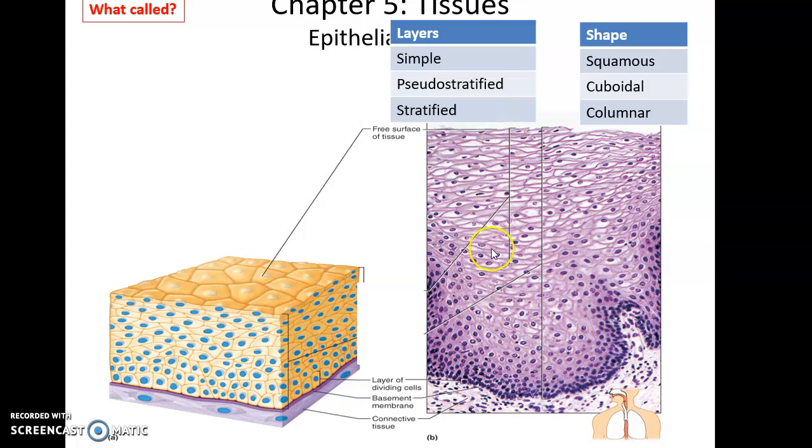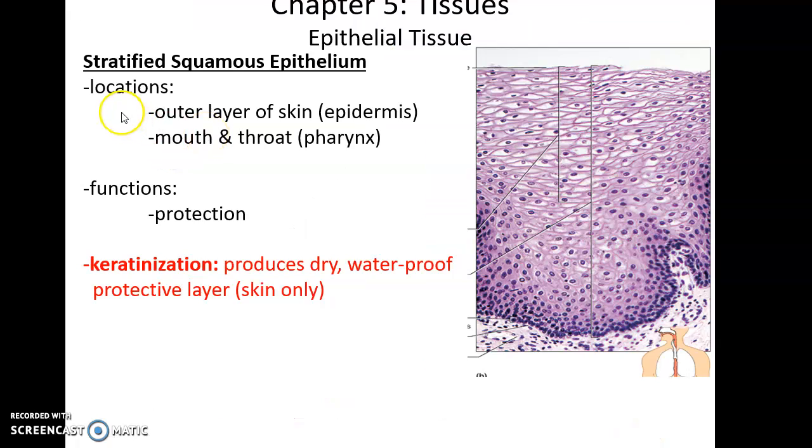All right, what is this tissue called? One from layers, one from shape. It is stratified squamous epithelium. Many cell layers, pretty obvious. Look at the cells near the surface, and they are very flat, so they are squamous.